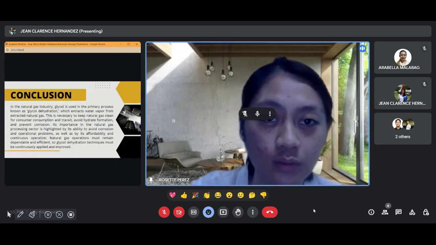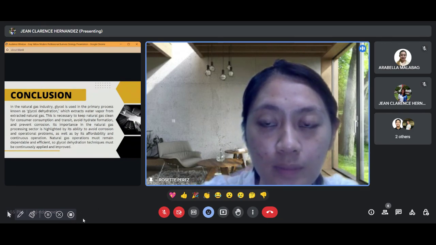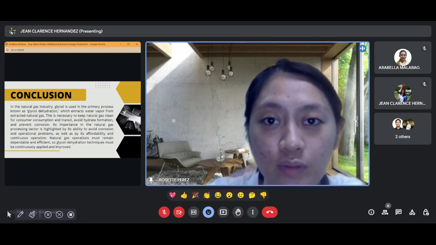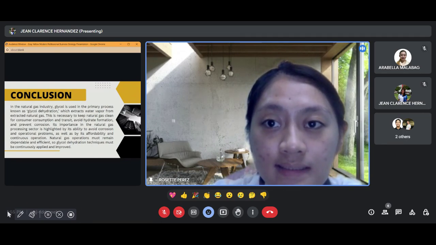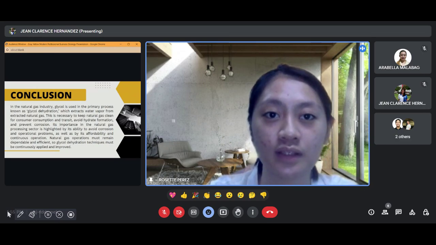So for our conclusion, in the natural gas industry, glycol is used in the primary process known as glycol dehydration, which extracts water vapor from extracted natural gas. This is necessary to keep natural gas clean for consumer consumption and transit, avoid hydrate formation, and prevent corrosion.